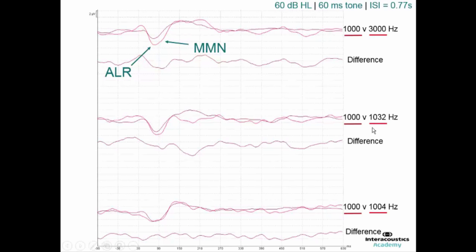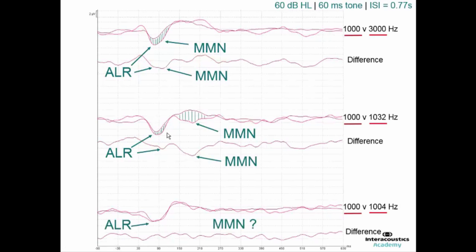Now in the middle set of traces, we have the MMN occurring a little later, because the discrimination task is a bit harder, and there's a smaller difference now between the standard and the deviant ALRs also. And then finally, in the bottom set of traces, not only did we not see an MMN, but there was, as I mentioned, very little difference between the standard and deviant ALR as well.